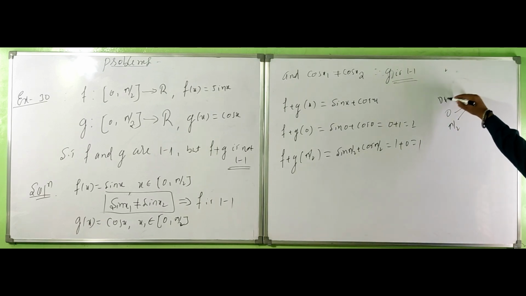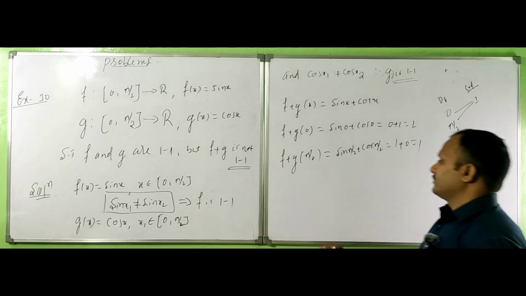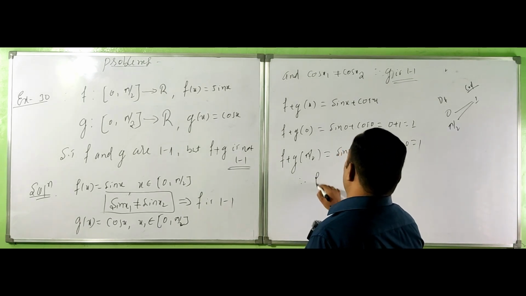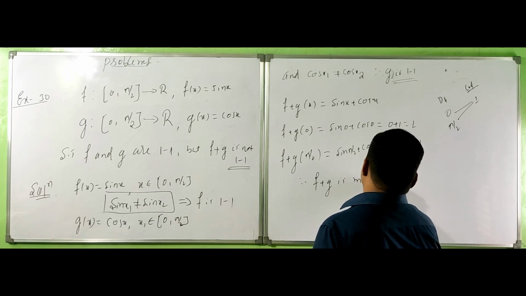So this is the domain of f, this is the codomain, mapping to only one value. So obviously, 1 is the minimum. Can I prove this technically? Again, that I will show. Therefore f plus g is a many-one function.